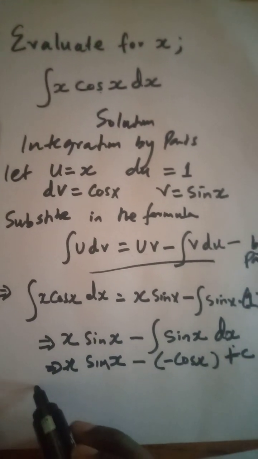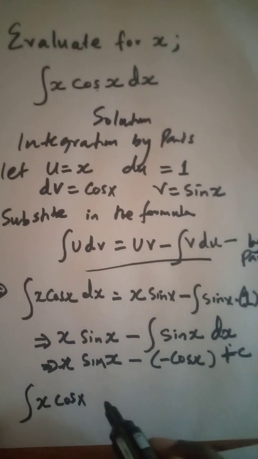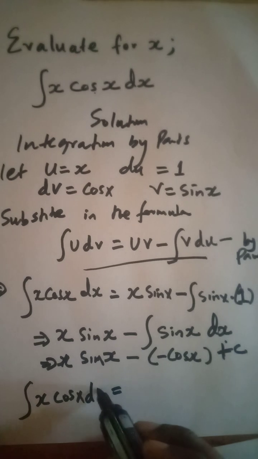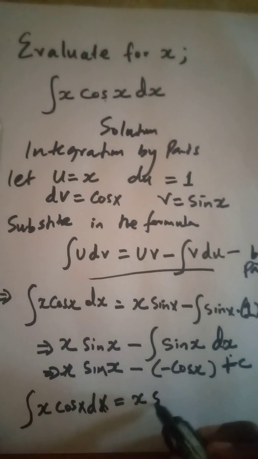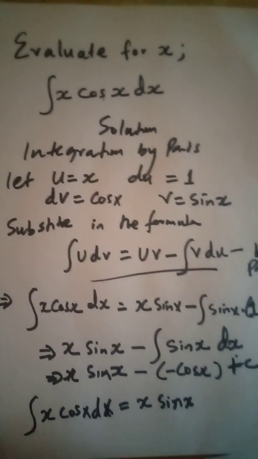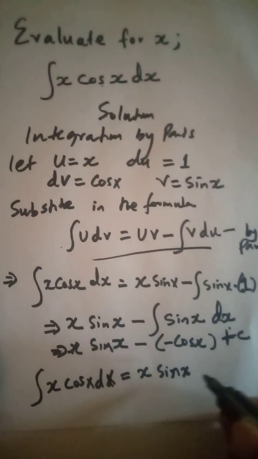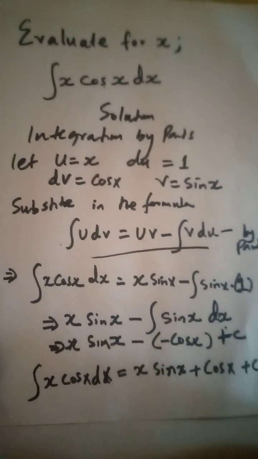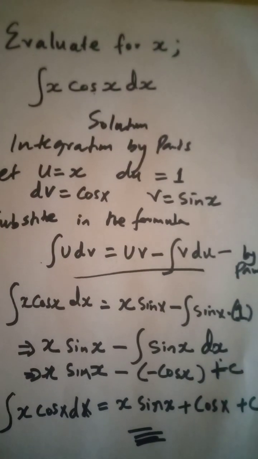meaning that when I integrate x cos x with respect to x, I'm going to end up with x sin x. So negative and negative, that is positive. That's our final answer.